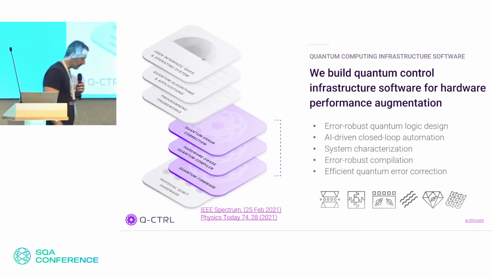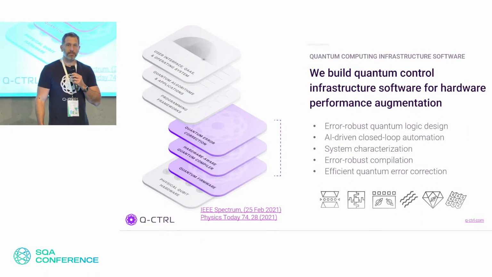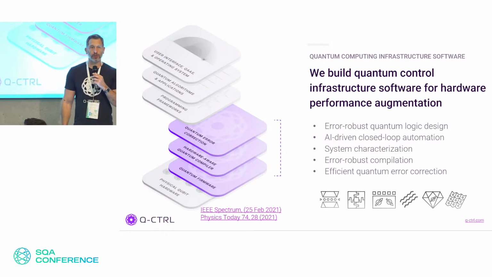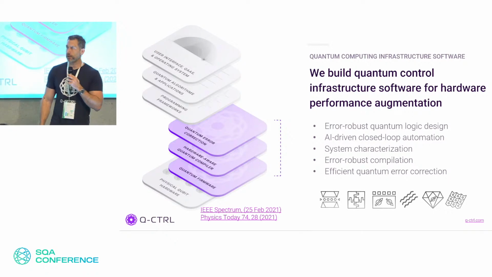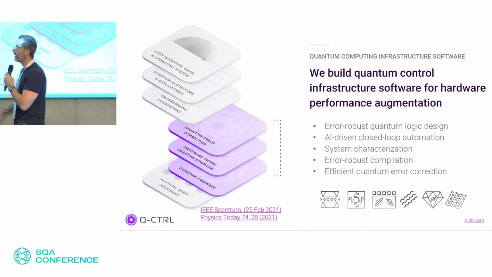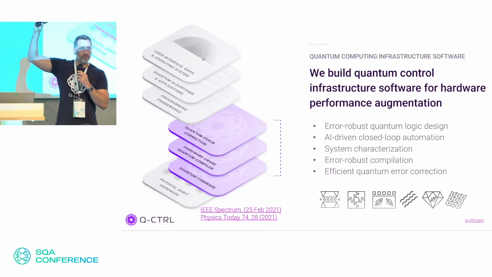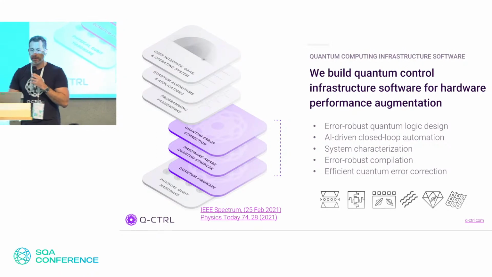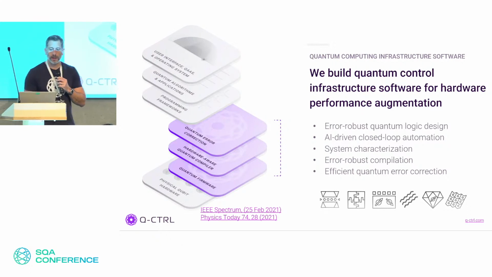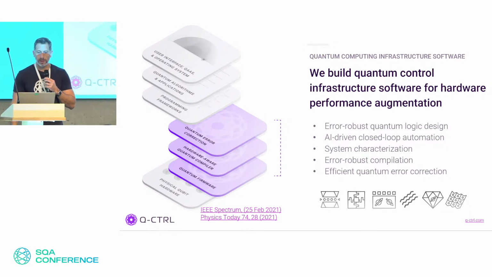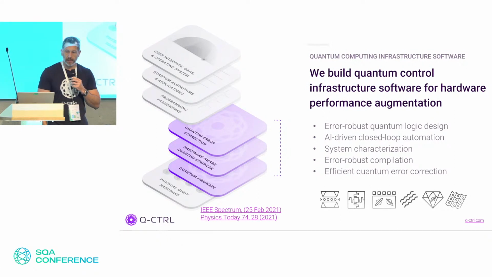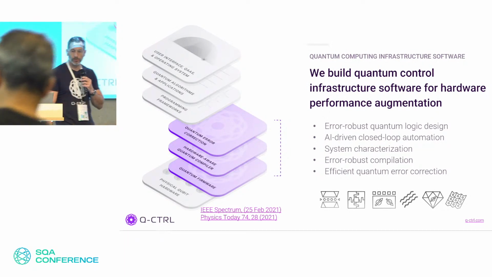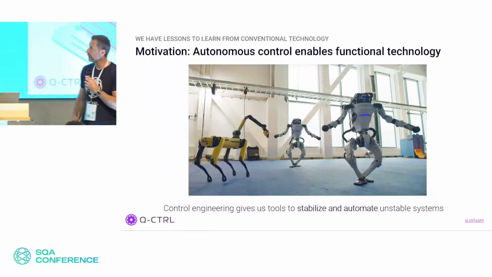Who are we at Q-Control? We're a company that's focused on building what's called infrastructure software. So we build software that touches the controllers, the technology from our friends at Quantum Machines or Qblox or Keysight, and goes up to connecting to applications, algorithms, and the like. We provide everything in between, and specifically for a technical audience, we focus on things like error-robust quantum logic, AI-driven closed-loop optimization of hardware, system characterization, error-robust compilation, and the like, and all of our tools are technology agnostic.